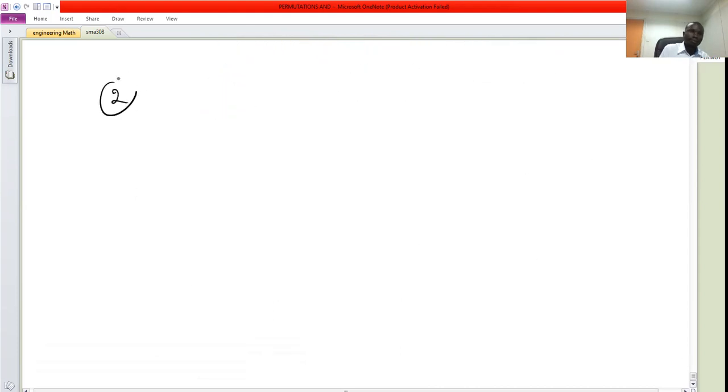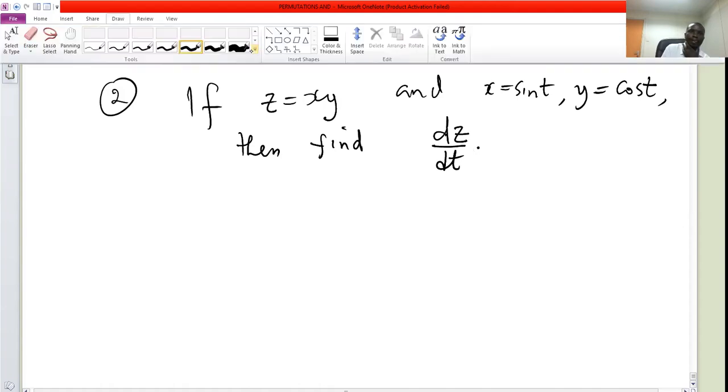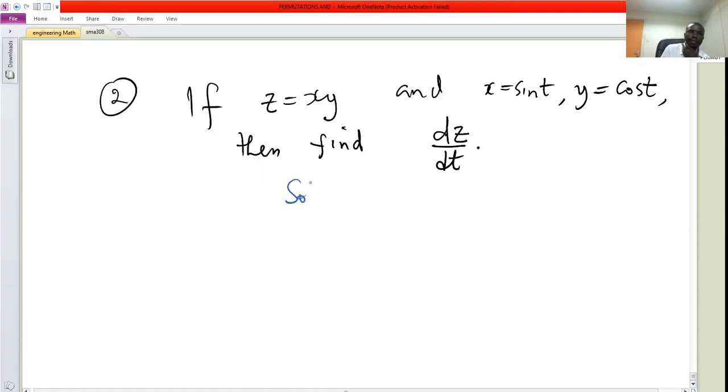Last example, example 2. If z equals xy, and x equals sine t, y equals cos t, then find dz/dt. So the solution for this, we say from 1, we have dz/dt.